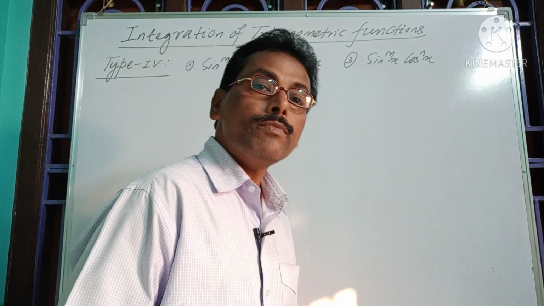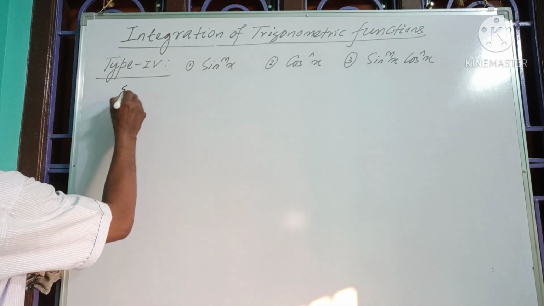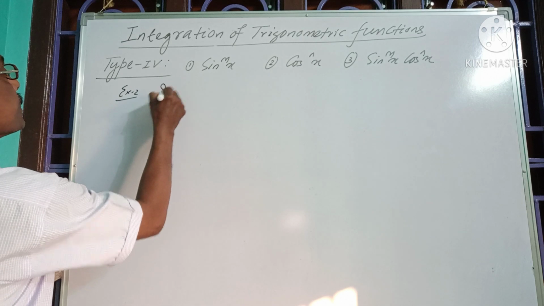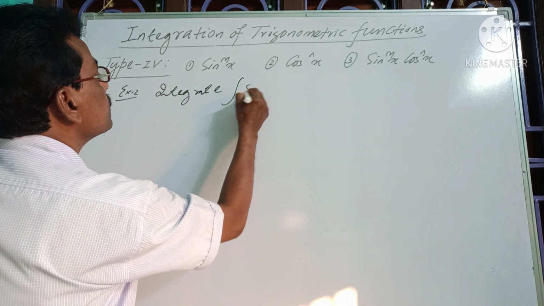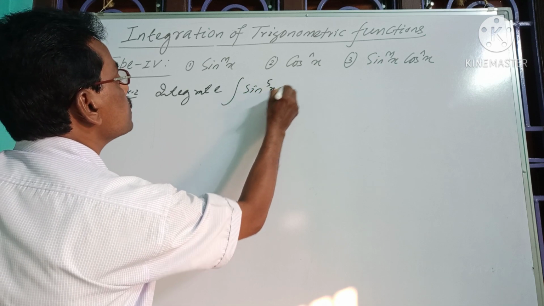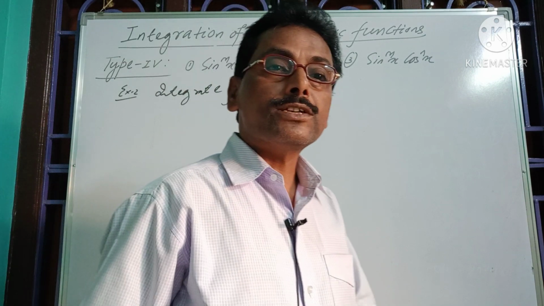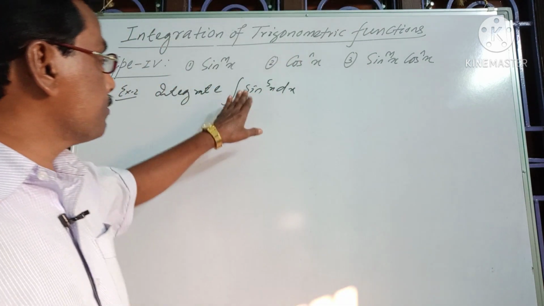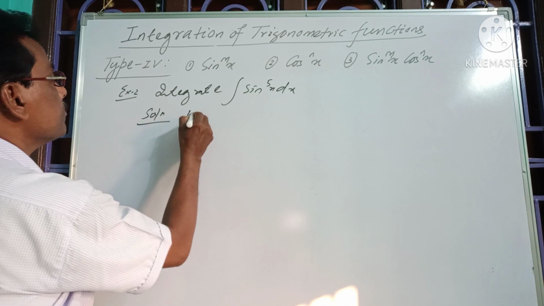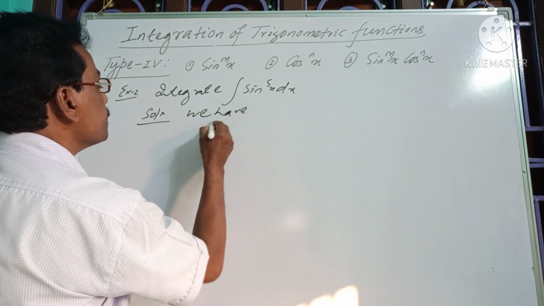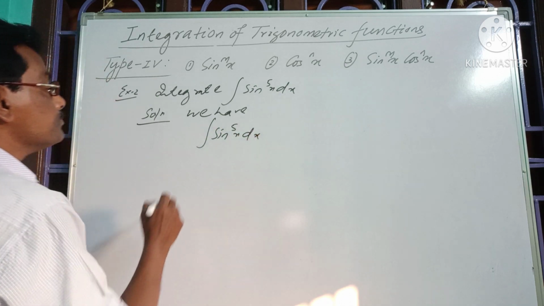Now let us consider another example of category 1, that is example 2: integrate sine to the power 5x with respect to x, where 5 is an odd positive integer. So we will apply the same process to integrate sine to the power 5x with respect to x. So we have the solution like this, that is integration of sine to the power 5x with respect to x.